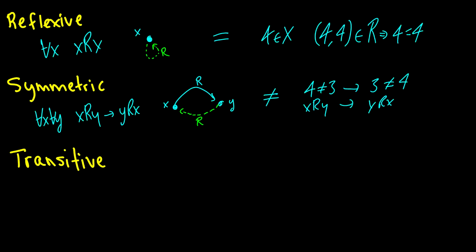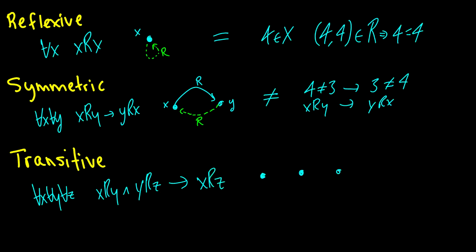Transitivity is a very important one as well. What this states is that for three elements x, y, and z, if x is related to y and y is related to z, then x is also related to z. A little diagram here: we have some nodes x, y, and z. If x is related to y and y is related to z, then we get that x is related to z.